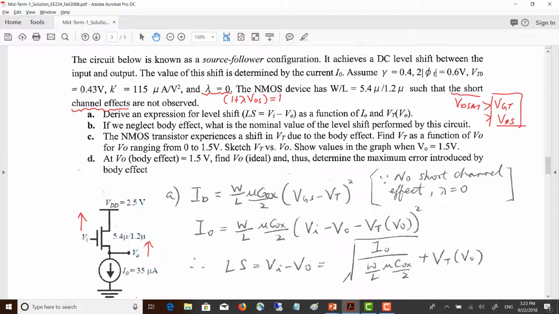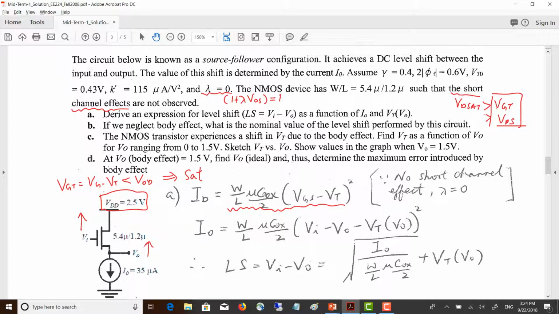But what is VDS? Since the drain is at VDD, right? So VGT or VG minus VT is always smaller than VDD, right? Because the VG cannot be larger than VDD, right? So from this, I know that I can use the saturation equation, okay? And if you can simplify the unified model or just directly use the regular long channel model, then you know that ID equal to this.